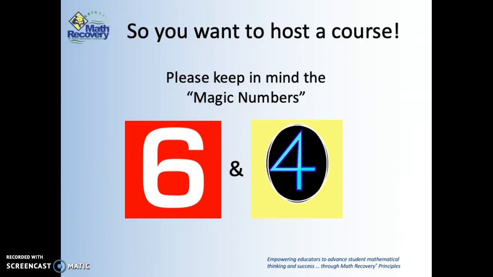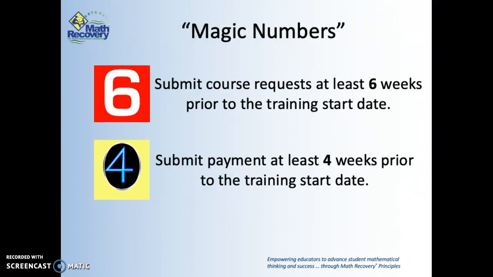So you want to host a course. As lovers of numbers, we ask that as you plan and consider this process, that you always keep the following two magic numbers in mind: number 6 and number 4. The number 6 represents the need for all course requests to be submitted at least 6 weeks before your training start date. This number 6 provides you with a 2-week buffer of time, which leads to the next magic number. The number 4 represents the requirement for payment for kits to be submitted at least 4 weeks prior to your training start date.